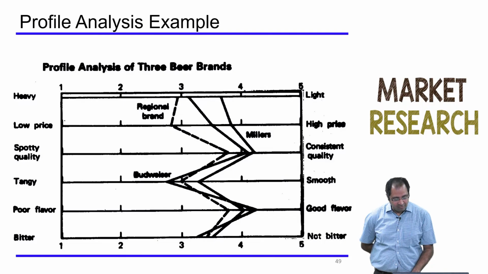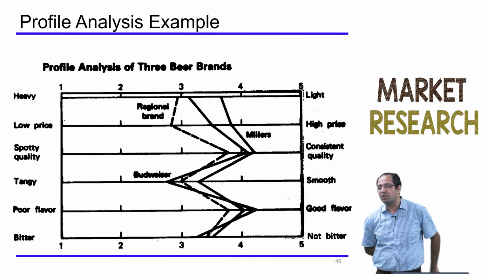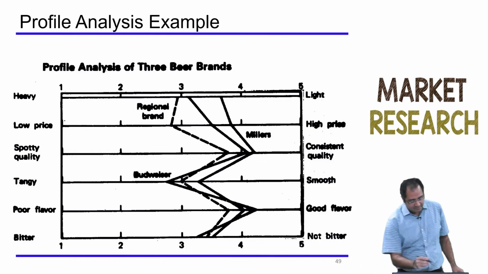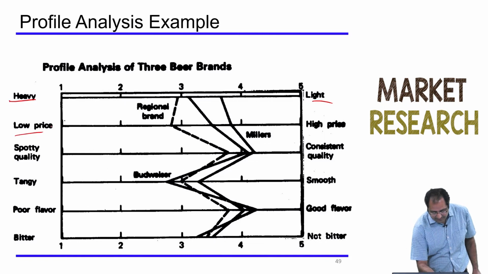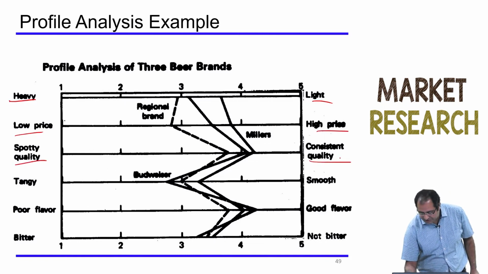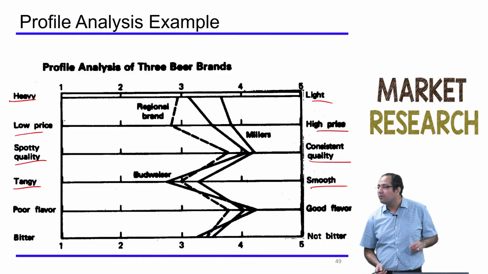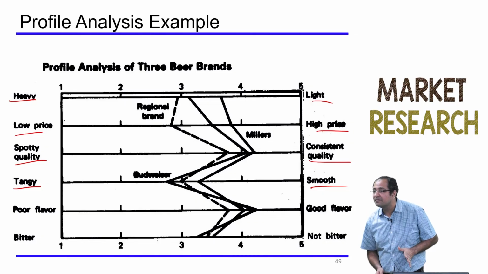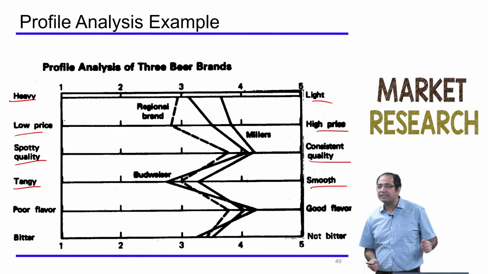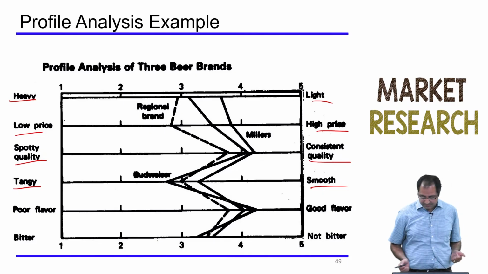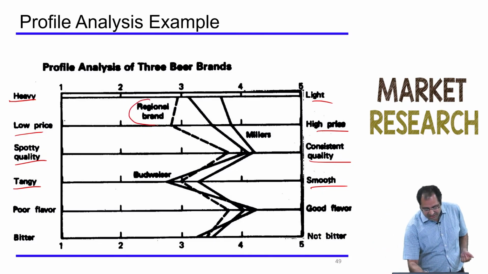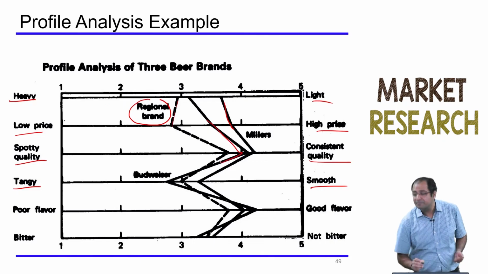The most benefit of it is something like here. This is called profile analysis. Here what you are doing on these: heavy, light, low price, high price, spotty quality, consistent quality, tangy, smooth. This is about 3 beer brands, and you want to know in your target market, there are 3 beer brands that are very competitive. How people think of these 3 beer brands? This is the regional brand, this one is Miller's, and this central one is Budweiser.